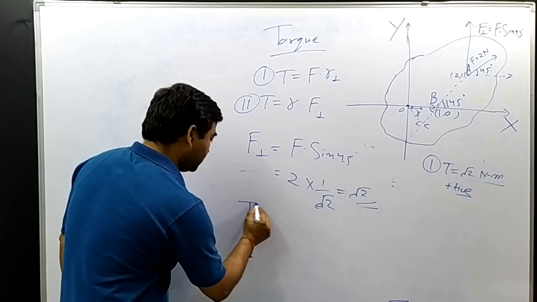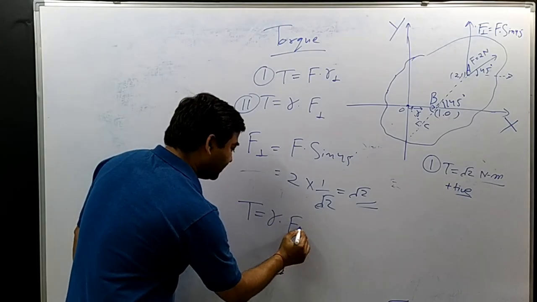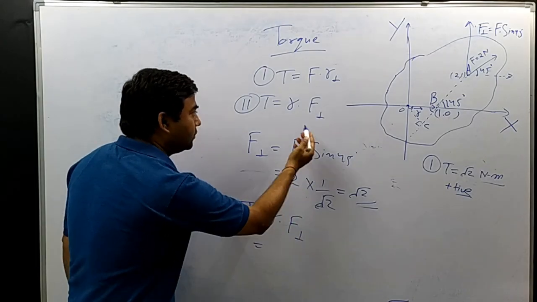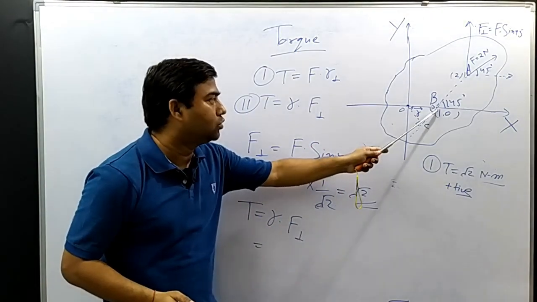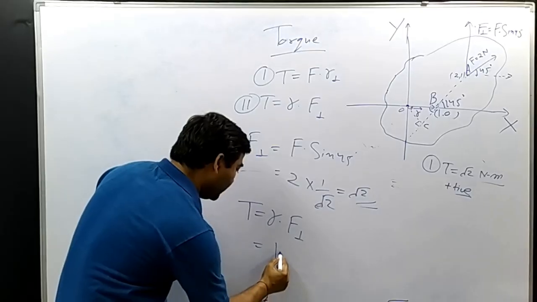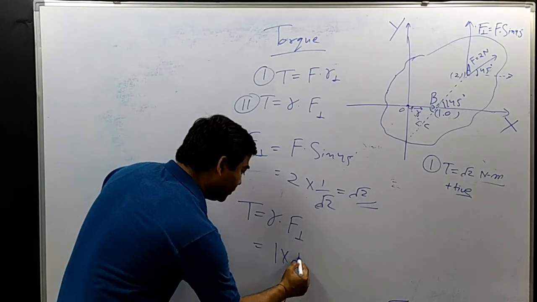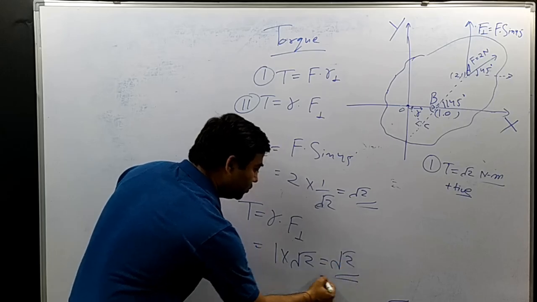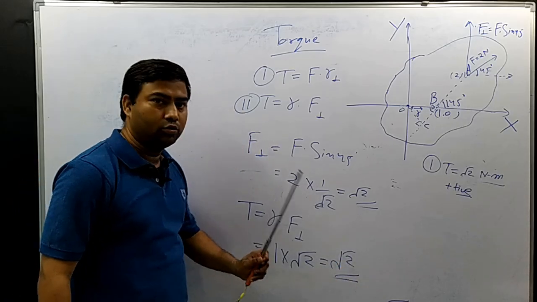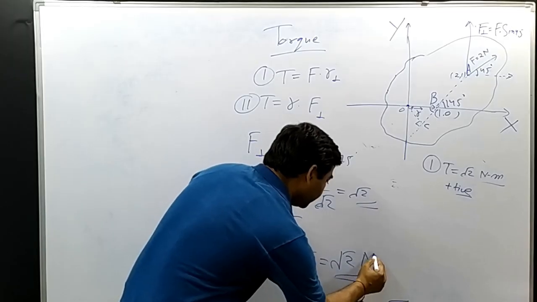Torque is R into F perpendicular. R is 1. Modulus of R vector is 1, vector OB. So 1 into the perpendicular component of force, which is under root 2. So this is under root 2. So torque is under root 2 Newton meter.